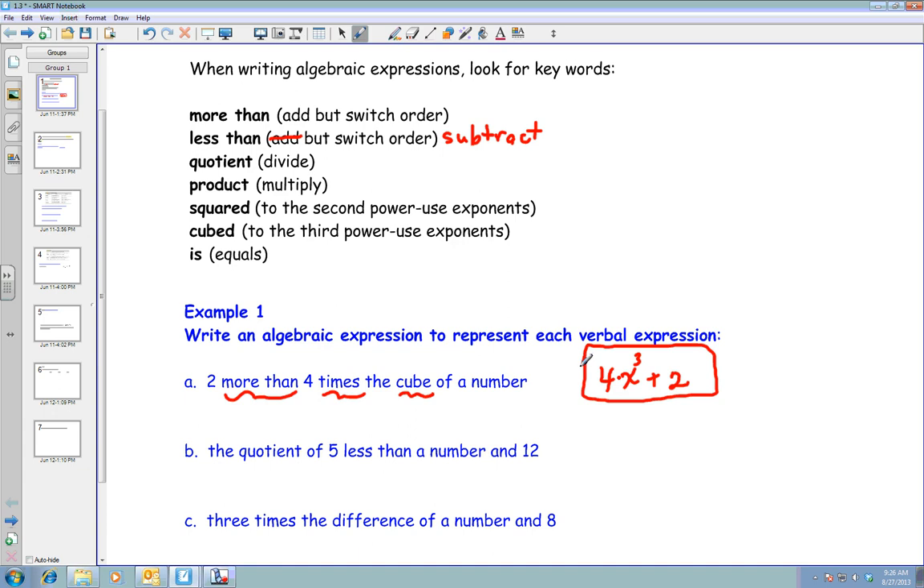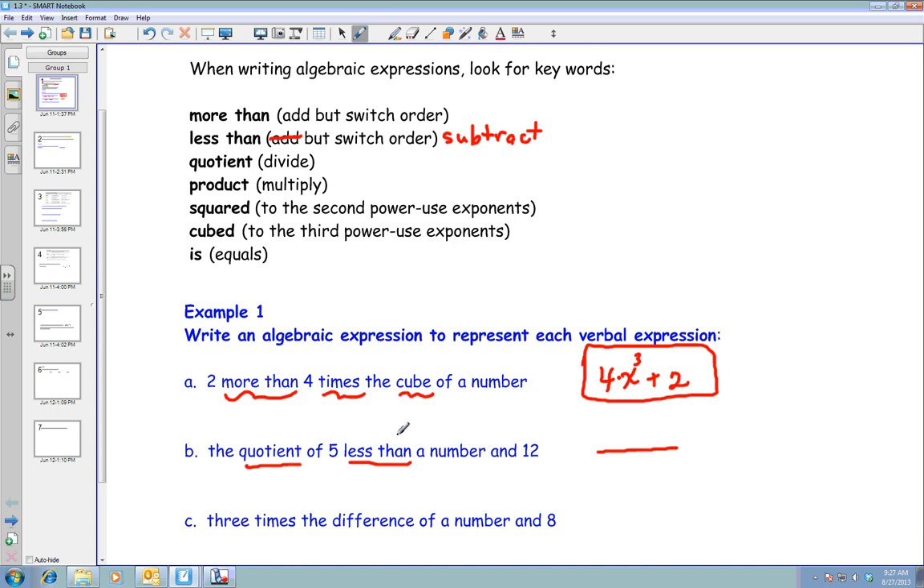All right, let's do B. The quotient, so there's a keyword, of 5 less than, there's a keyword, a number, and 12. So the quotient means I'm going to divide, and when we do divide, most of the time I'm going to write it as a fraction bar. Okay, instead of writing divided by, I'm going to use the fraction bar as my division symbol. So the quotient of 5 less than a number and 12.